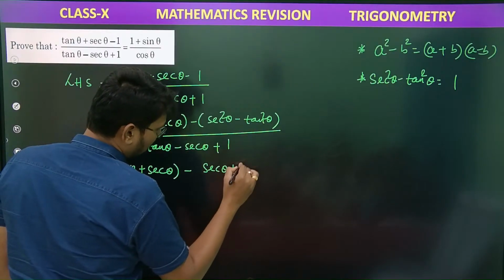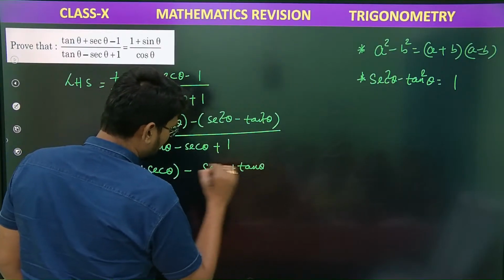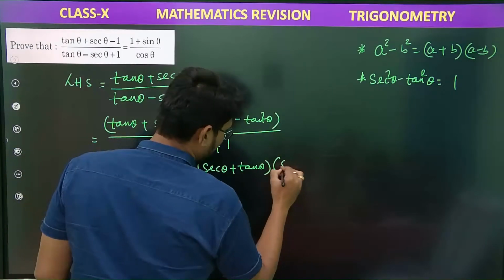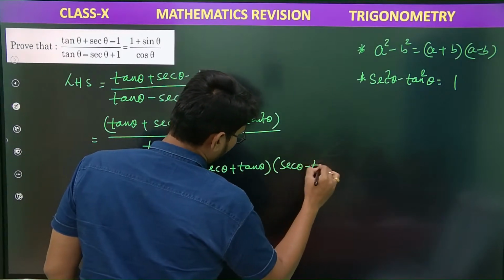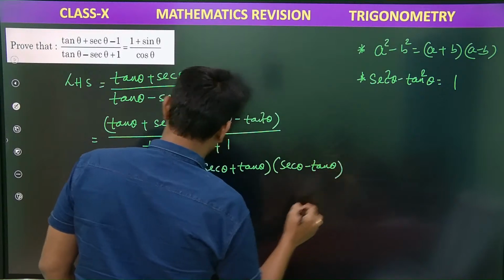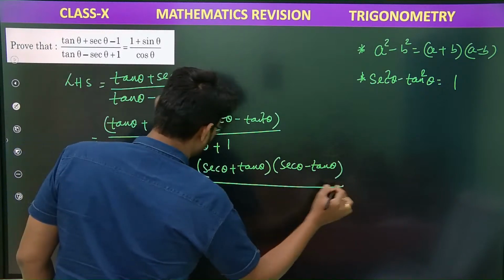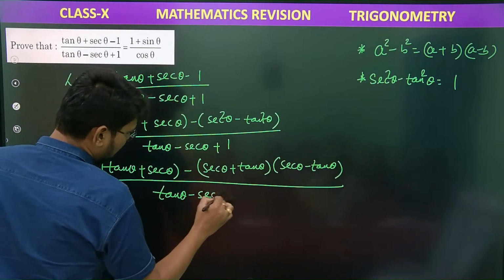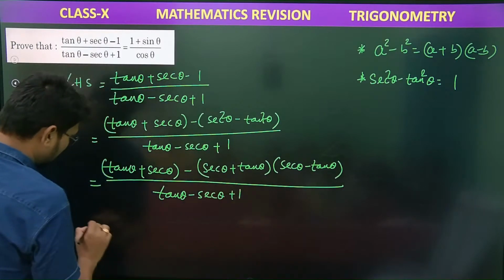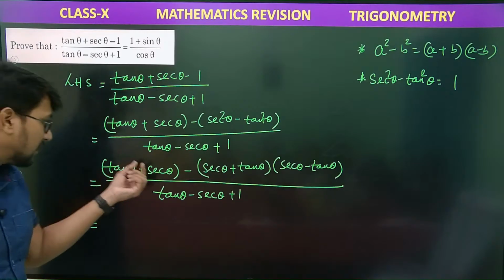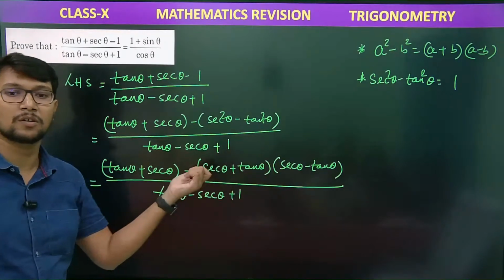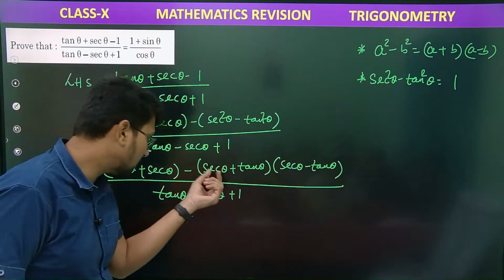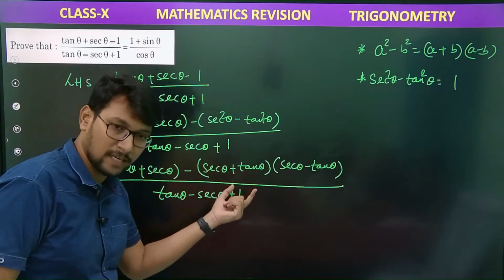Sec theta plus tan theta, a plus b into a minus b. A is how much? Sec theta minus tan theta. Are you clear? Then the whole divided by tan theta minus sec theta plus 1. So therefore, tan theta plus sec theta, take it common on the numerator. Is that visible now? There are two terms. This is the first term, this is the second term.